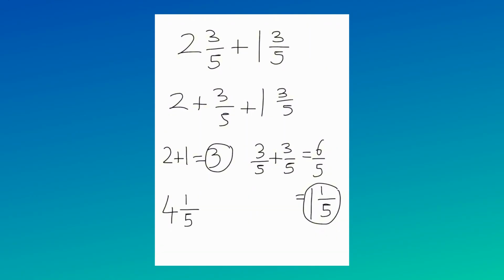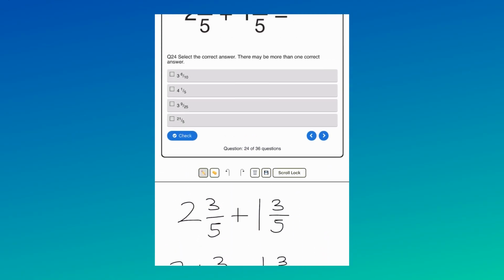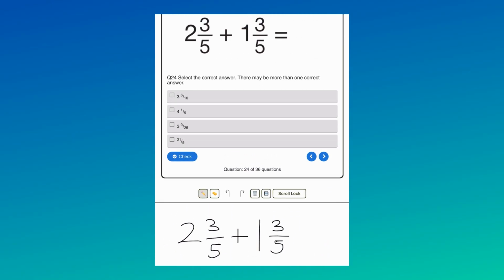Now if I convert that into a top-heavy fraction, I write 4 times 5 plus 1 divided by my denominator. So that is 4 times 5 is 20, plus 1 is 21. So I've got two answers here, 21 over 5 and 1 and 1/5. But I can see in my answer block I'm only choosing 21 over 5.